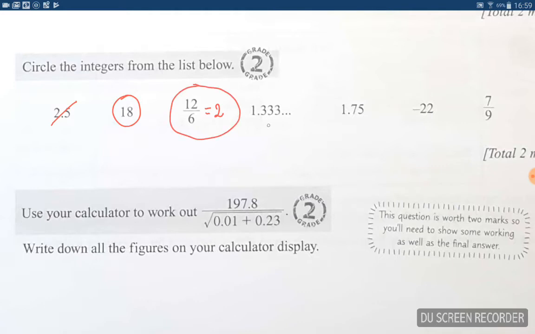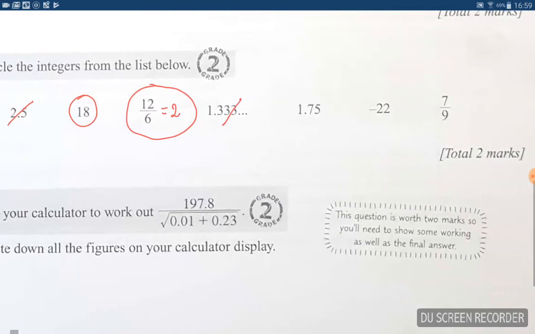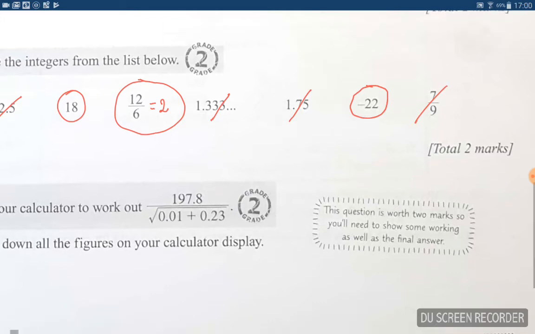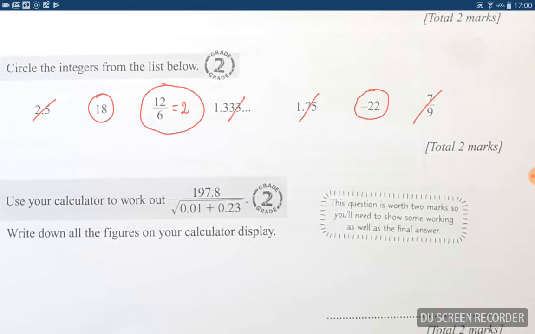Now, this one is a recurring decimal, so it's not an integer. 1.75 is a decimal also, not an integer. Minus 22 is a whole number, a negative whole number, so it is an integer indeed. And 7 divided by 9, you cannot get a whole number out of that, so it's not an integer. So we have circled the three numbers that are integers.